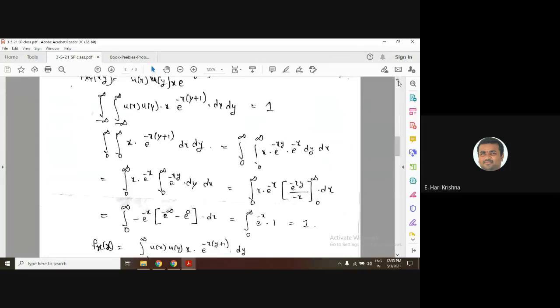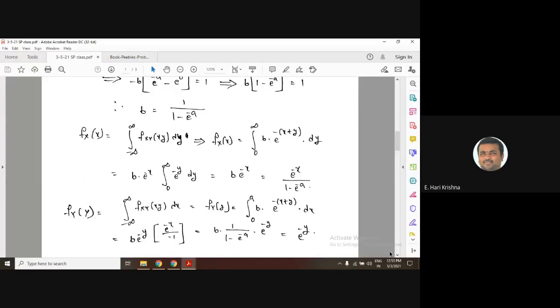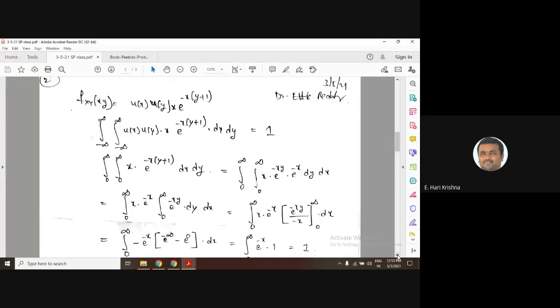One more problem I have taken on the next page, the second page. One more problem I have solved. So see that the function given here is fxy of x, y equal to u of x into u of y multiplied by x into e power minus of x plus x into y plus 1.